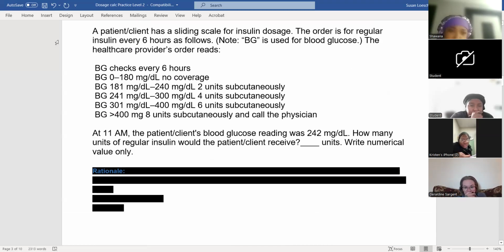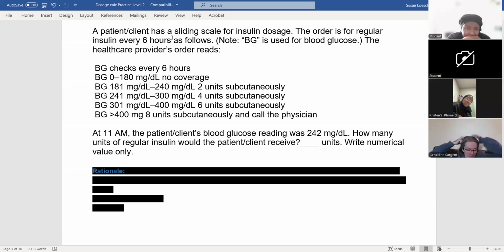So the order says that the patient has a sliding scale for insulin. So sliding scale we use typically when we're checking the blood sugar. Usually patients will have like 3 times a day, like 2 units or 4 units or 6 units ordered, right? With their meals or right before they get the meal. However, if the blood sugar is out of range, on top of that, the doctor will usually give what we call coverage. And that's what that sliding scale is. So you're still going to give the regular insulin.